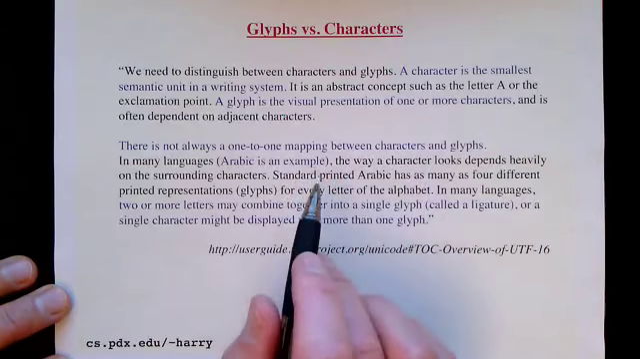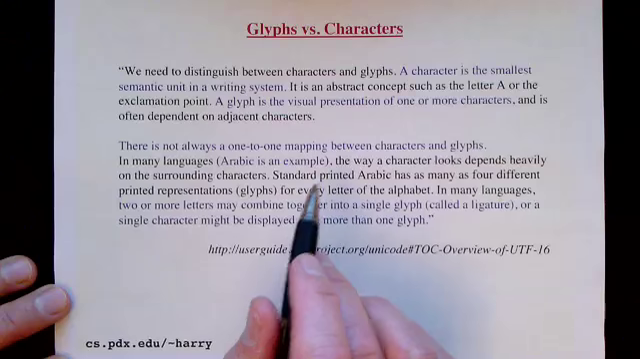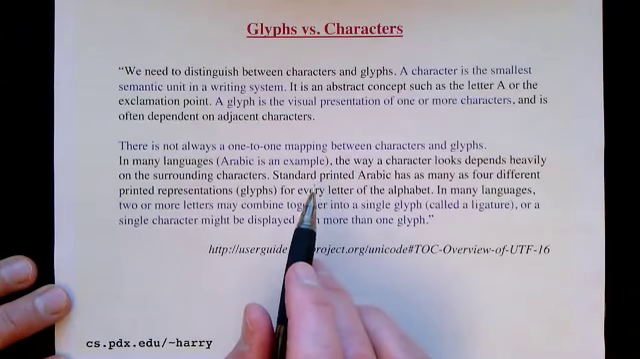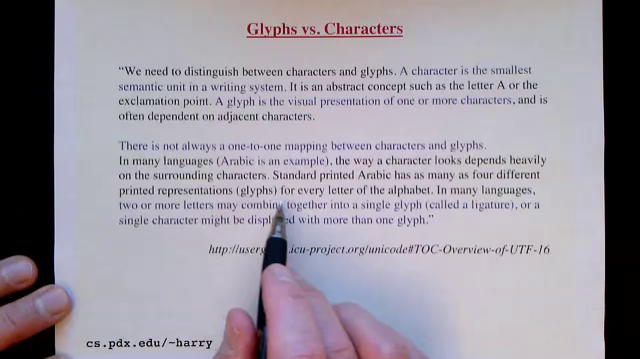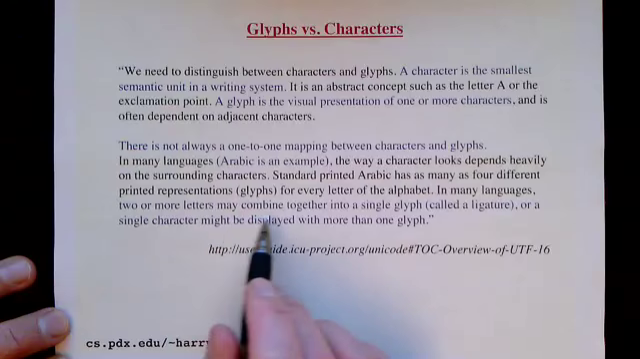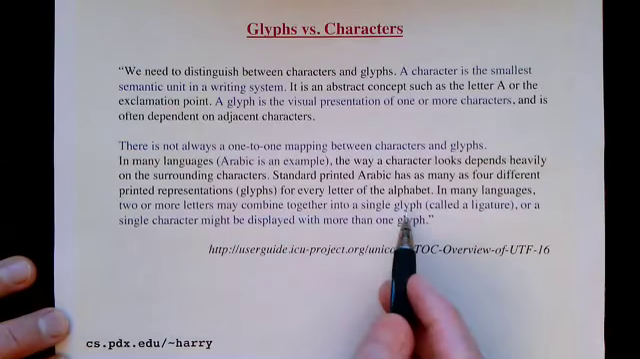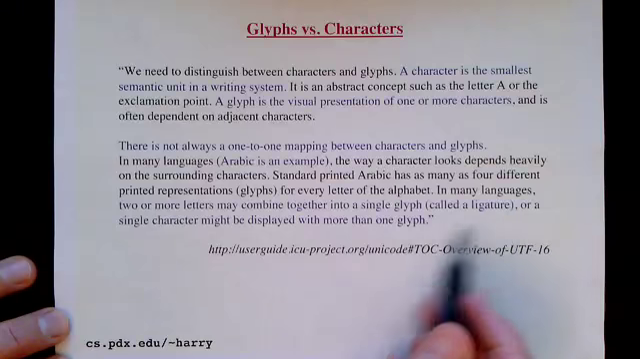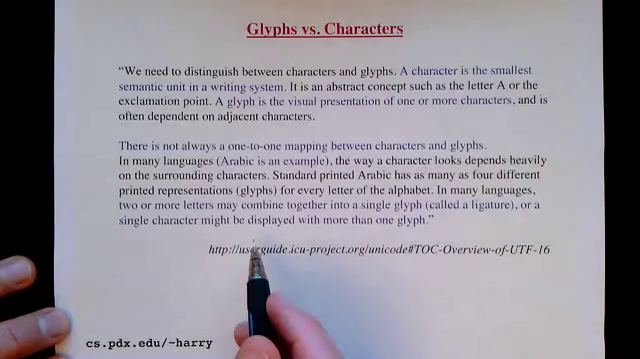In many languages, and Arabic is an example, the way a character looks depends heavily on the surrounding characters. Standard printed Arabic has as many as 4 different printed representations, or glyphs, for every letter of the alphabet. In many languages, 2 or more letters may combine together into a single glyph called a ligature, or a single character might be displayed with more than one glyph.